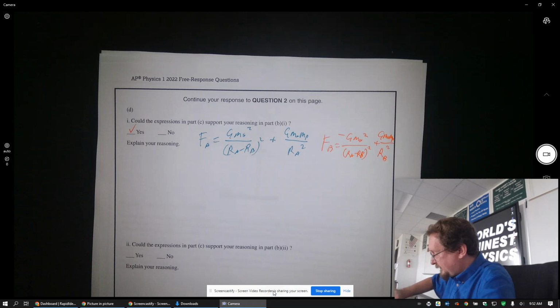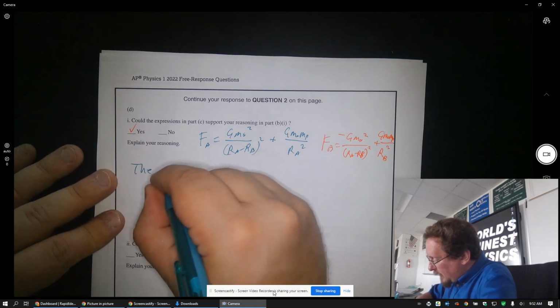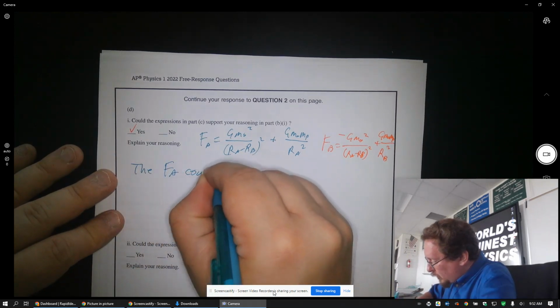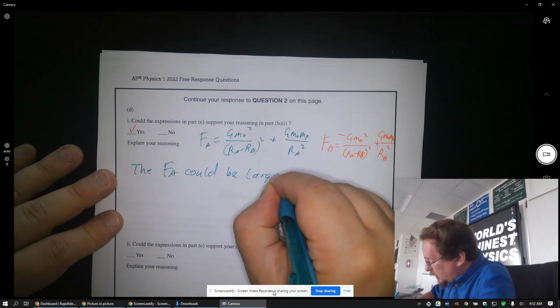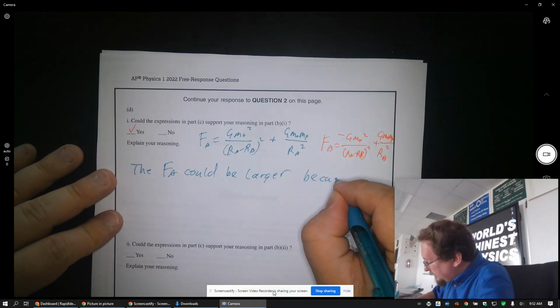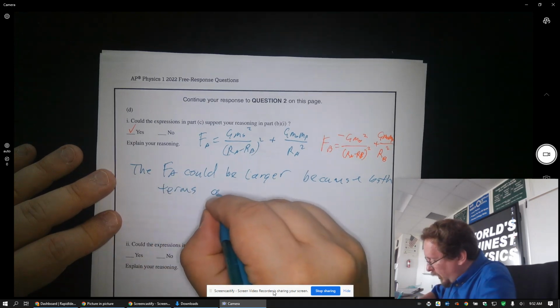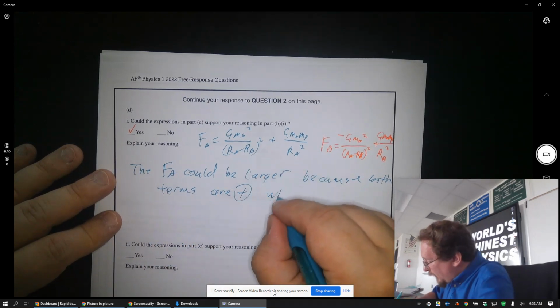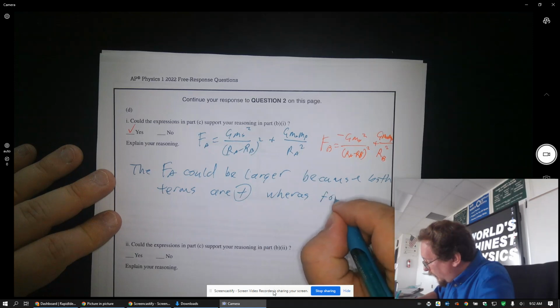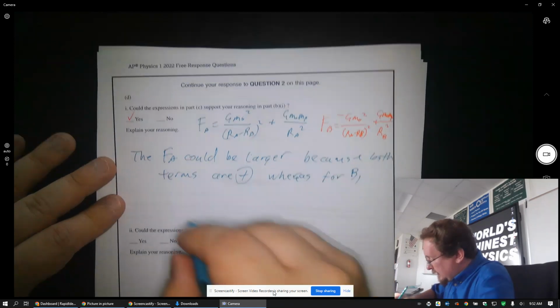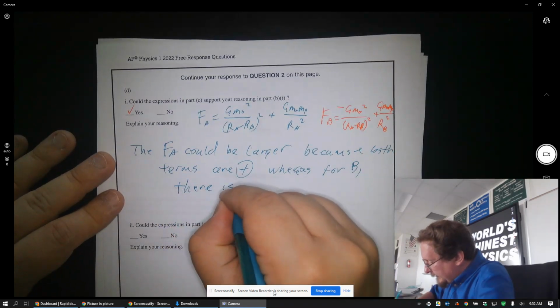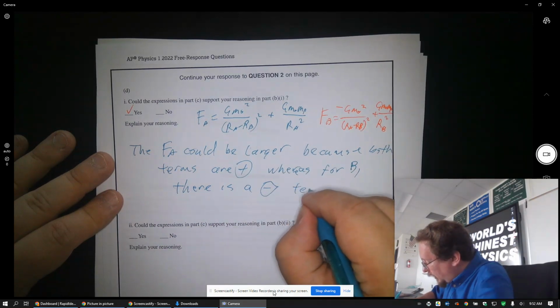And then what am I going to say? I'm going to say the force on A could be larger because both terms are positive, whereas for B, there is a negative term, right?